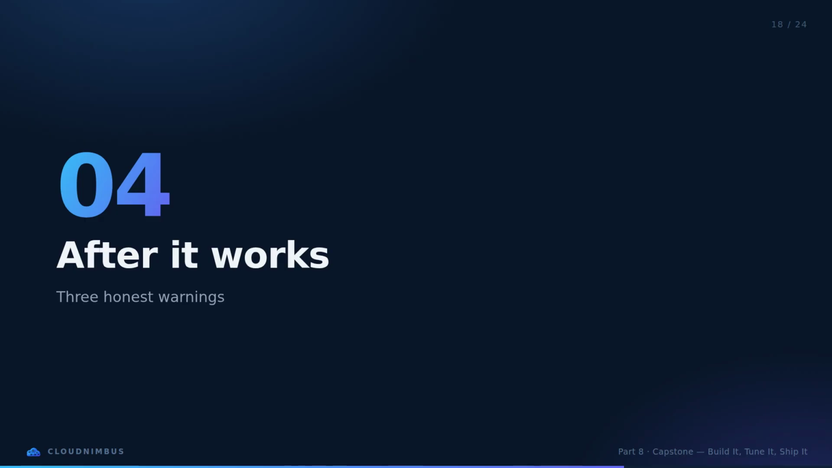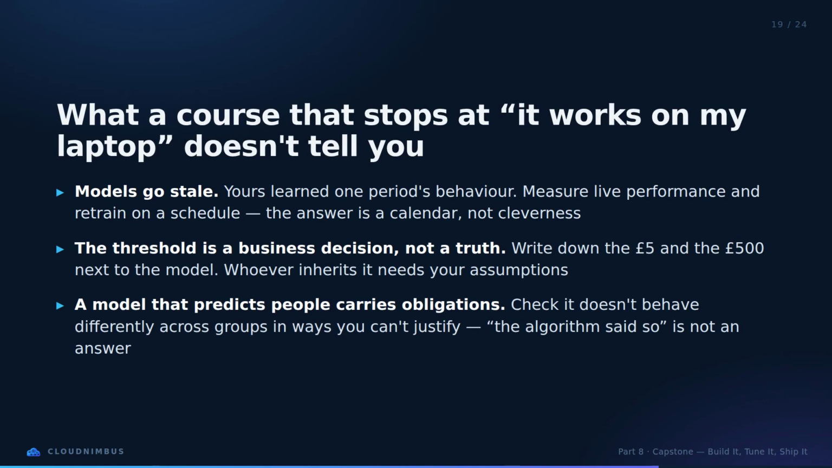Before we finish, 3 honest things about what happens after deployment, because a course that stops at "it works on my laptop" has told you half the story. 1. Models go stale. Yours learn the customer behavior of one particular period. Contracts change, competitors launch, prices move, and quietly, month by month, your model gets worse at a world that no longer matches its training data. The professional response isn't cleverness, it's a calendar. Measure the live performance and retrain on fresh data on a schedule.